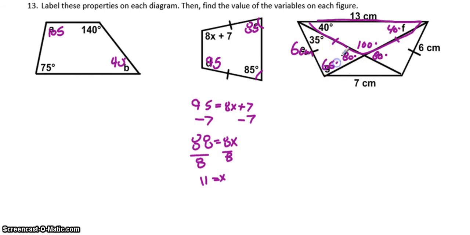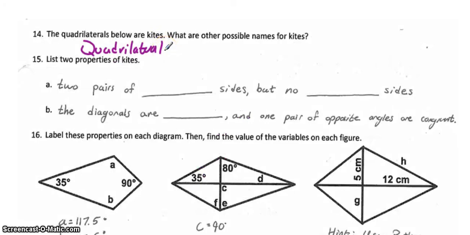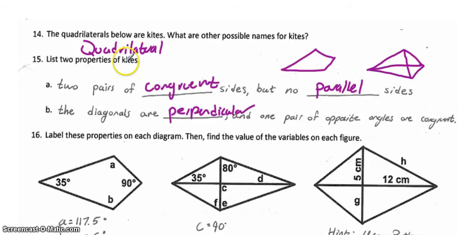For 14, a kite is only a quadrilateral. The answers to 15 will be coming up in 3, 2, 1. So for a kite, we have A, that there are two pairs of congruent sides, as marked in this figure right here, but there are no parallel sides. For B, the diagonals of a kite are perpendicular, similar to a rhombus, and it also has one pair of these opposite angles, here and also here, that will be congruent.